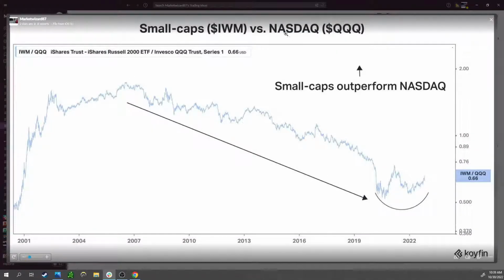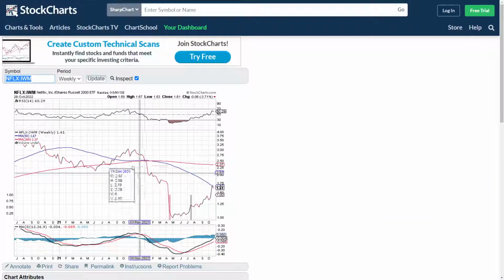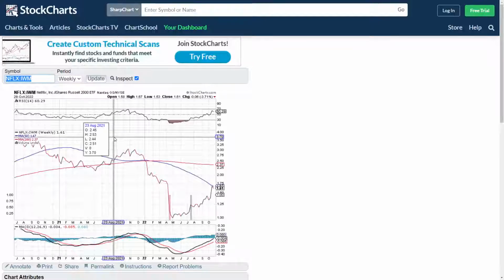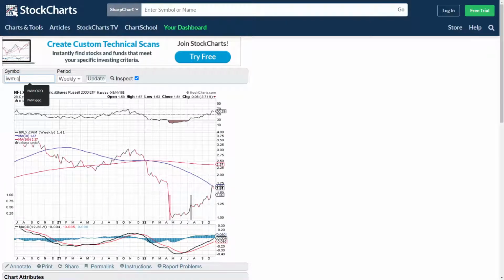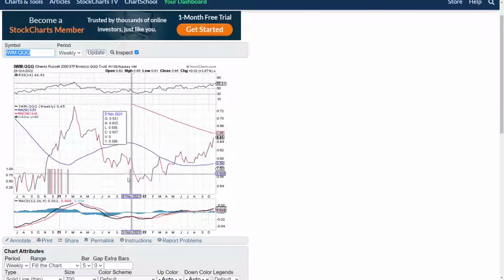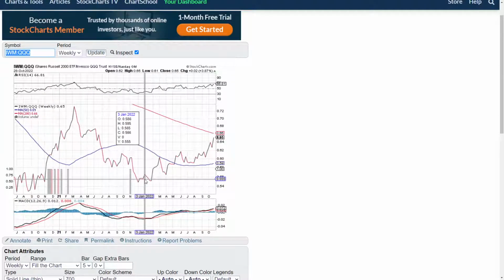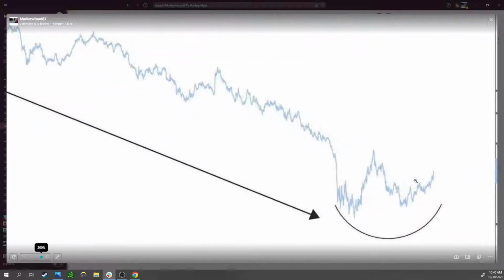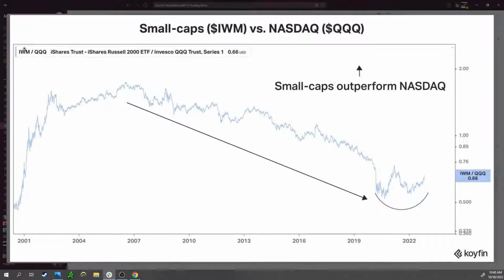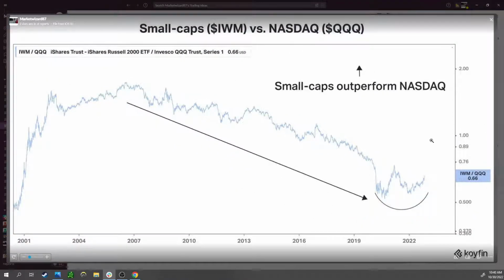Pair chart for small caps versus NASDAQ. NASDAQ's been outperforming for a decade. And as I showed you earlier on that chart, right? The higher low, okay? The higher low. This could go for a long, long time. A very long time. Just keep an open mind that small caps could outperform Qs for a very long time.